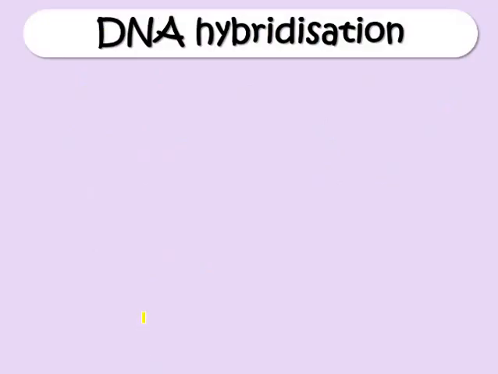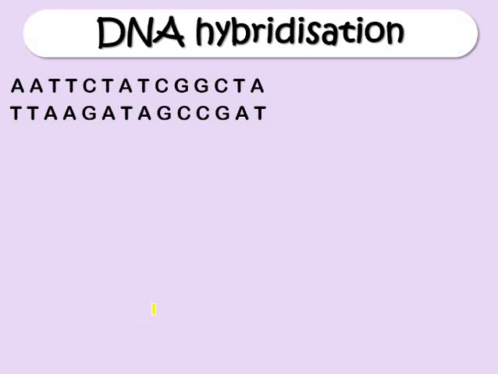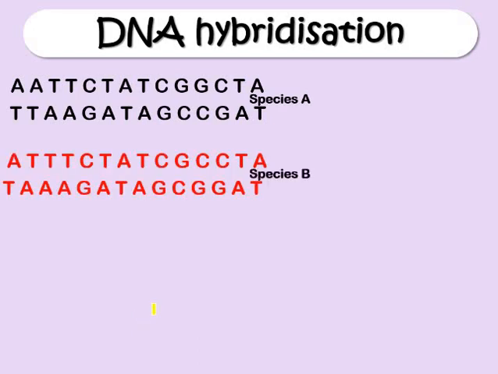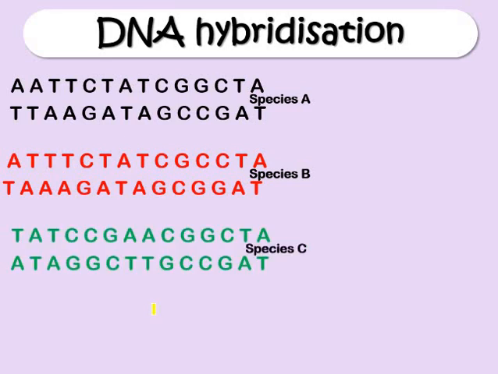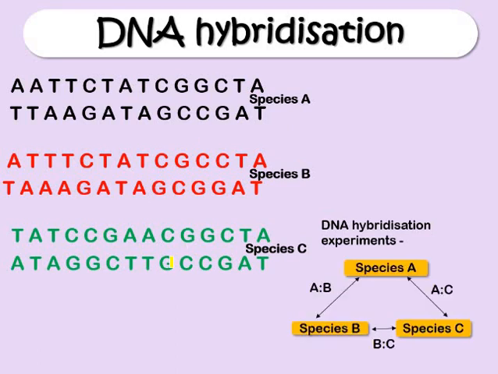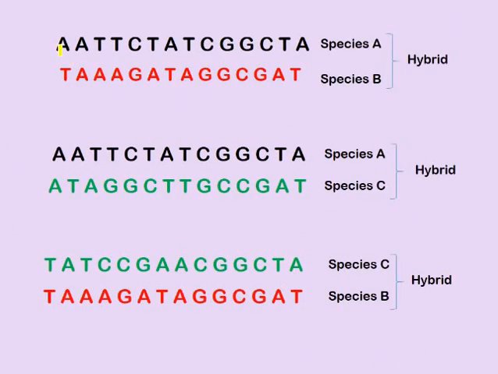If we were to look at that in more detail, let's say we've got species A, we've got species B, and we've got a species C. What we would do is we want to see how closely related those different species are. And so in our DNA hybridization experiments, we would separate the DNA of all of these and then mix species A and species B DNA together, species A and species C DNA together, and finally species B and species C DNA together to form hybrids. Now, you remember that adenine and thymine, the number of hydrogen bonds between them is 2. For cytosine and guanine, the number of hydrogen bonds between them is 3.